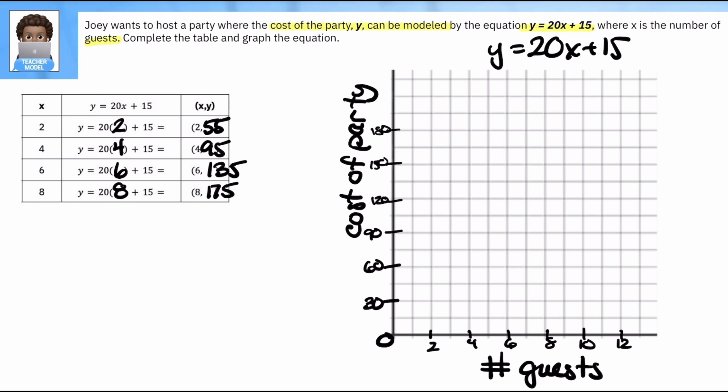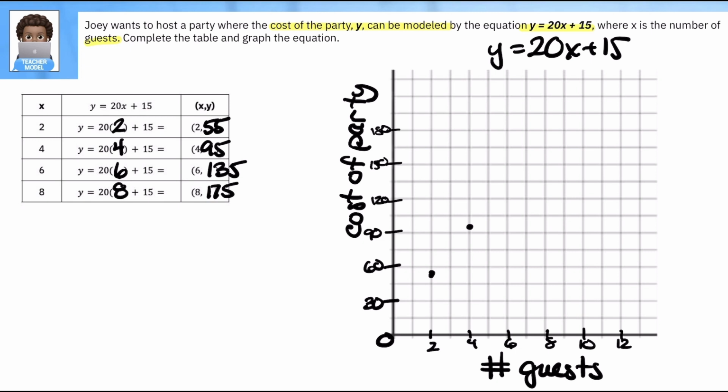And then the last thing you have to do is just plot your points. That's it. It's not a perfect scale. It's not perfect, but it will be helpful. So our first one was just 255. So about here. Then I have 495.